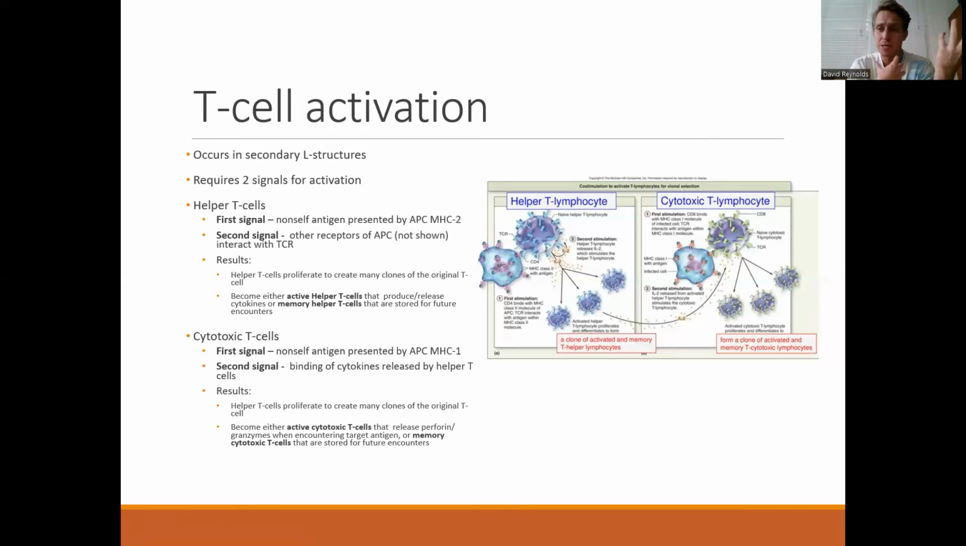So you're going to have two different cells come from this. You're going to have active helper T cells, which are going to be released, and they release something called cytokines that are going to help with the immune response. Or you're going to have memory T cells that just stay in your lymph nodes forever until they die. And they're going to be there waiting, seeing if this antigen ever presents itself again.